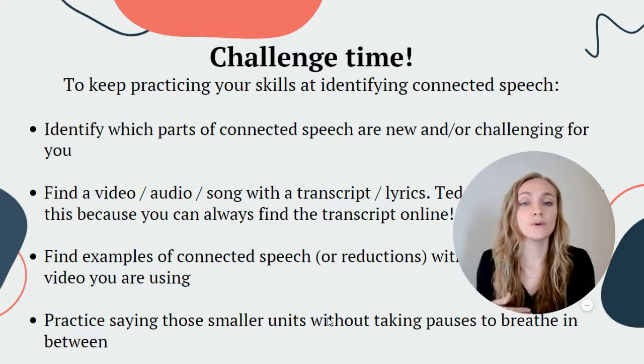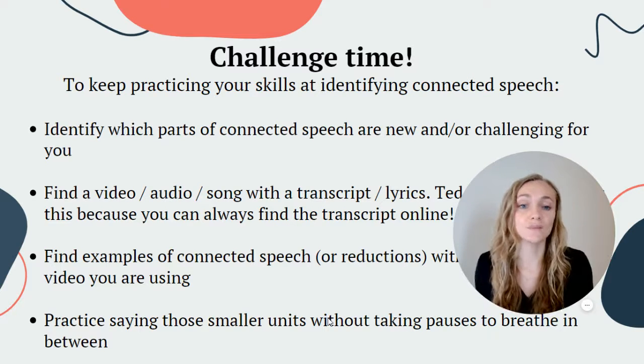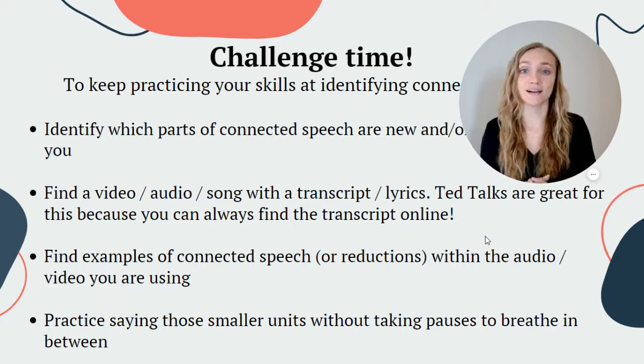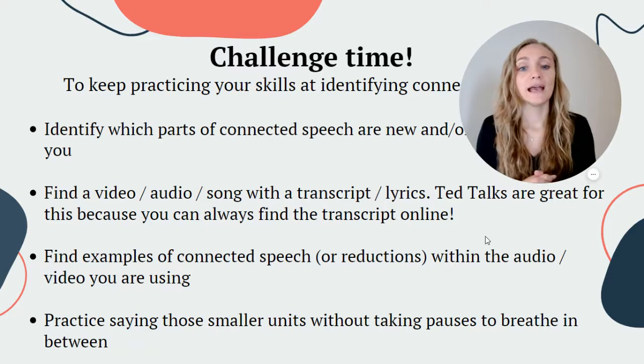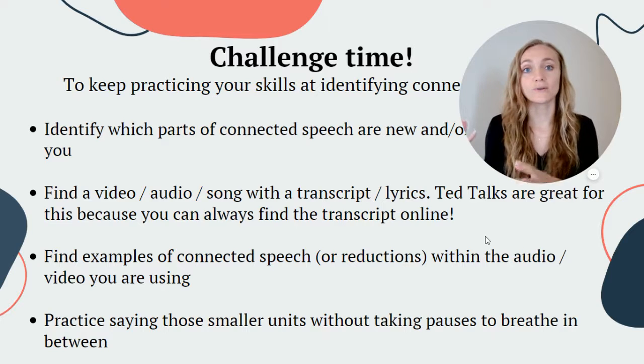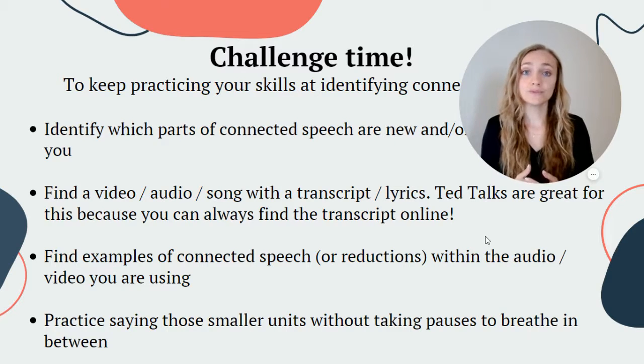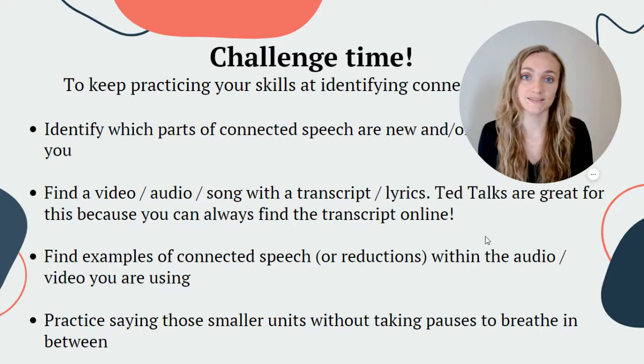Then find a video or an audio or a song that comes with transcript or lyrics so that you can see what people are saying. I personally recommend TED Talks as a great resource for this because you can always find the transcript online for TED Talks. And when you have the video or audio with the transcript, I would like you to find examples of connected speech or reductions within the video that you are using so that you can get more comfortable listening and looking out for those aspects of connected speech. And it's much easier to practice when we also know what people are saying.